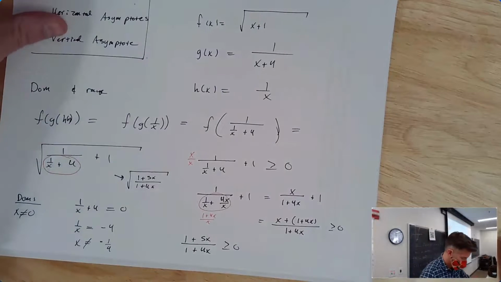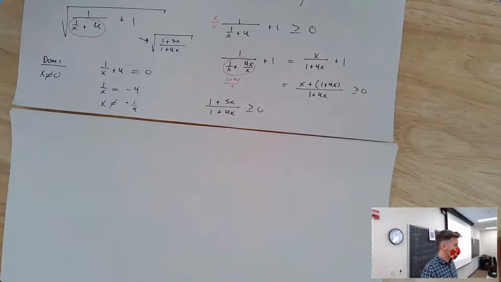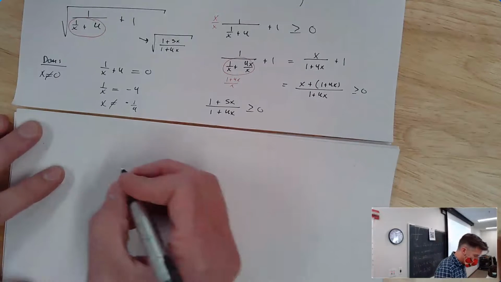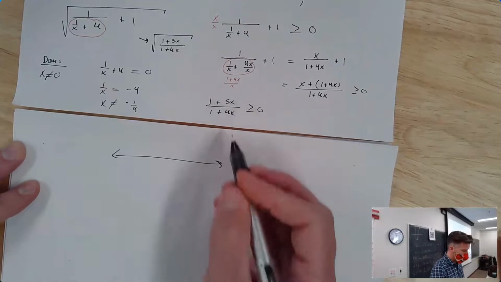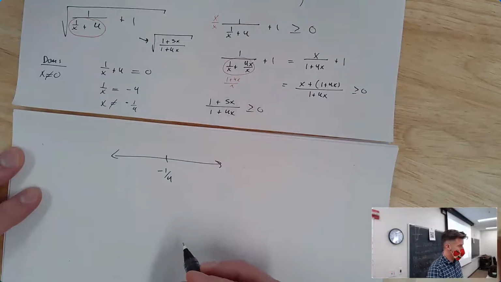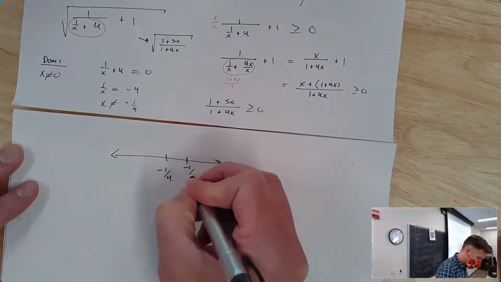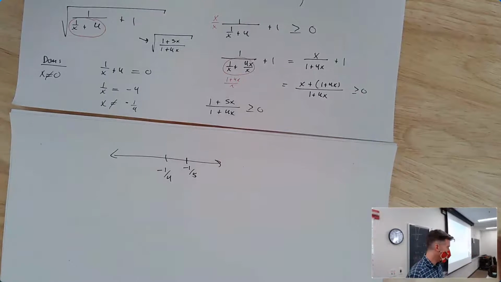Okay, so when I'm solving an inequality like this, I'm looking for where either the numerator or the denominator is 0, because that's the only place the sign can change. So the denominator is 0 when x is -1/4. The numerator is 0 when x is -1/5, which is bigger or smaller? Or I should say further to the right or further to the left? Further to the right, right? 1/5 is smaller than 1/4, which means -1/5 is less negative than -1/4 is negative.